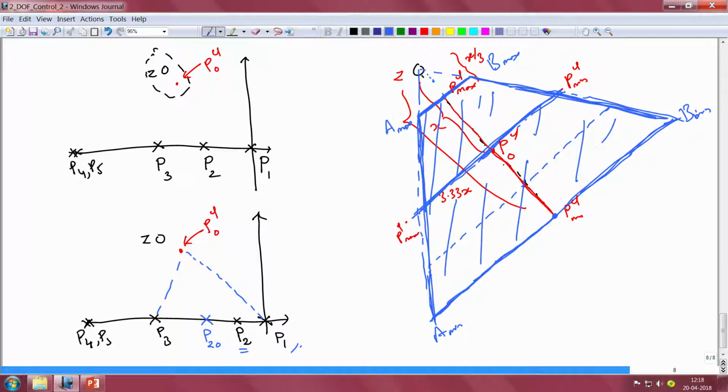The other way in which this problem can be solved, which is more approximate but a slightly easier route, is to find the diameter of the circle that circumscribes this quadrilateral A min, B min, A max, B max, and insist that the diameter of this circle be less than or equal to 0.04 units, which is the maximum permissible variation in the closed loop pole.